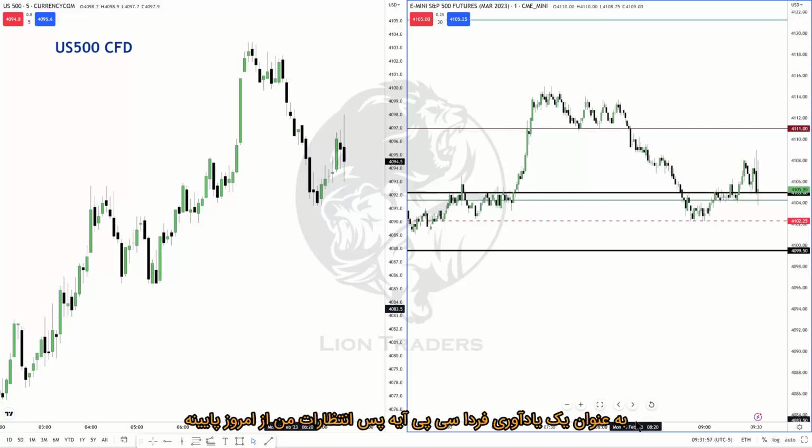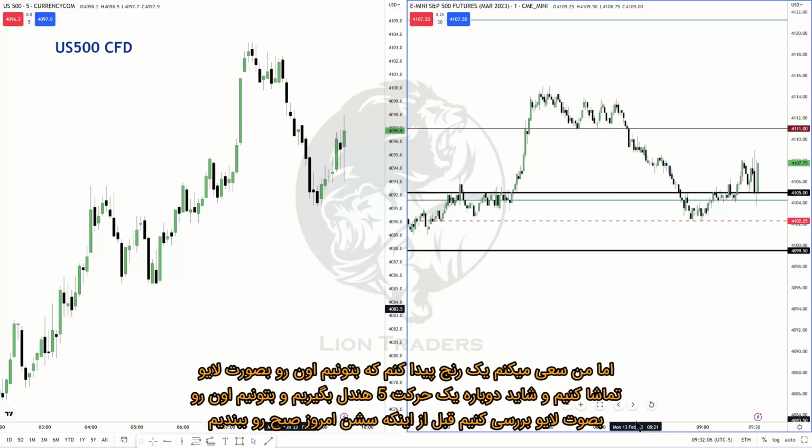As a reminder, tomorrow is CPI, so my expectations today are rather low. But I'll try to work out a range, and you can observe it real time. Maybe get a 5-handle run. You can study that live before the close of this morning session.